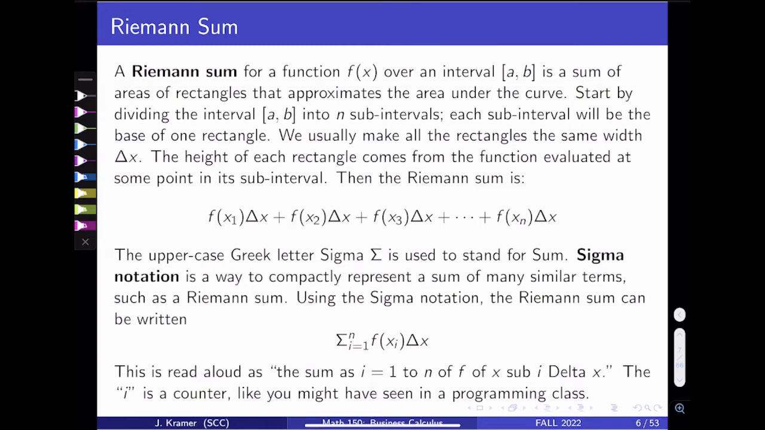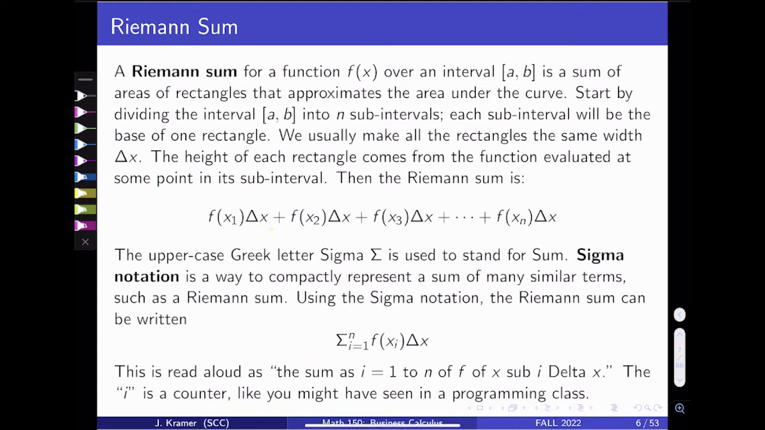We want to start by dividing the interval into n subintervals. These n subintervals need to be equal. Each subinterval will be the base of one rectangle. We usually make all rectangles the same width and call it delta x. The height of each rectangle comes from the function evaluated at some point on its subinterval. Then the Riemann sum is the sum of all the areas of the rectangles. So the area of a rectangle is base times height, and that's what you have in each of these sums. Each term of the sum is the height times the equal width.